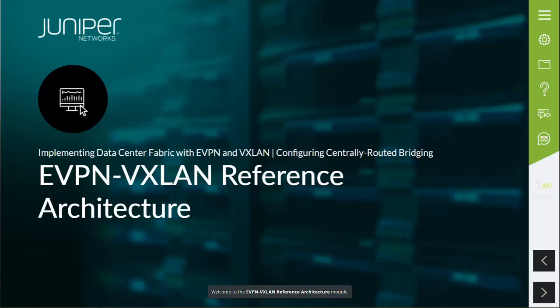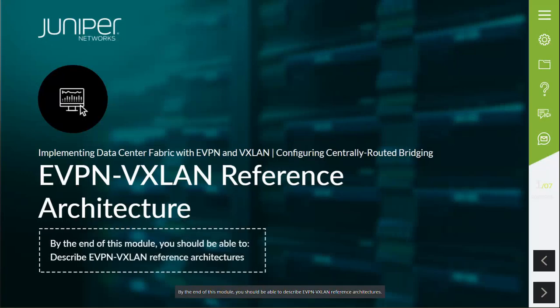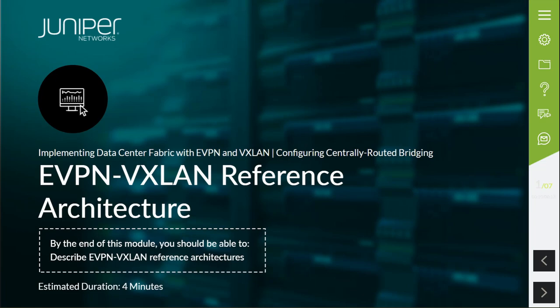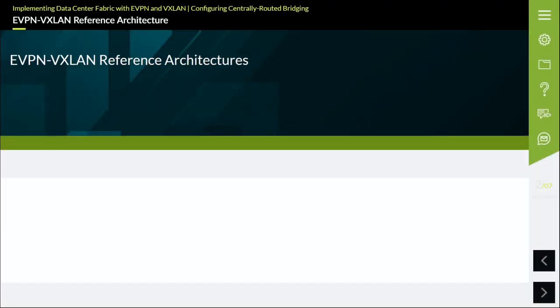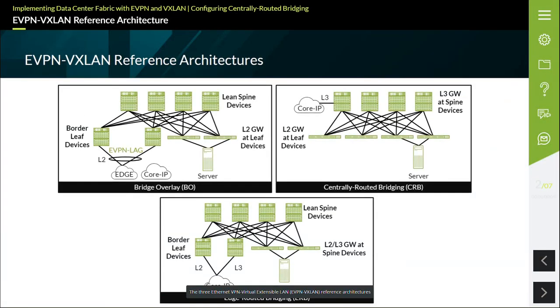EVPN-VXLAN reference architecture module. By the end of this module, you should be able to describe EVPN-VXLAN reference architectures. The three Ethernet VPN Virtual Extensible LAN, or EVPN-VXLAN, reference architectures that you learn about in this module are displayed.